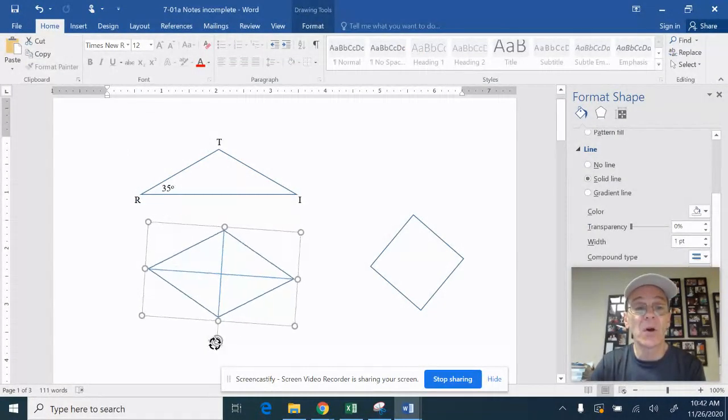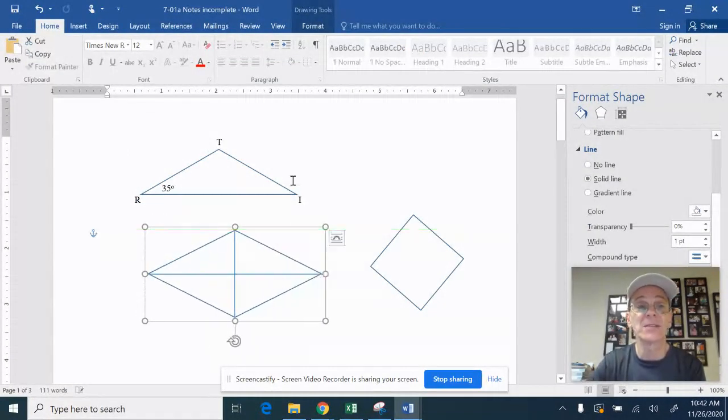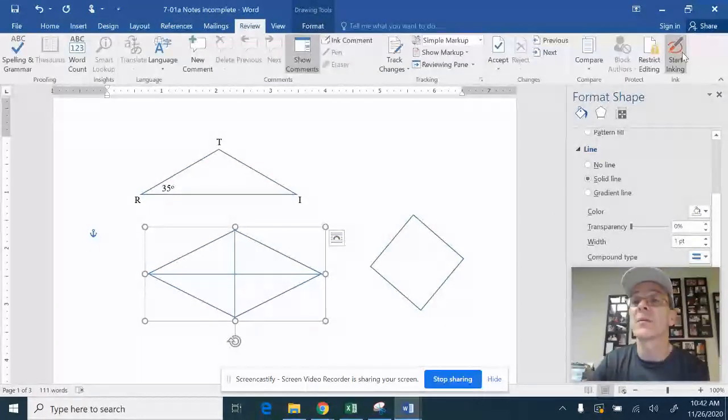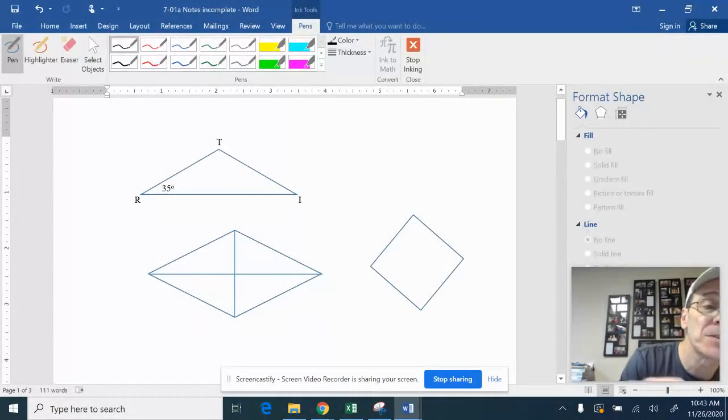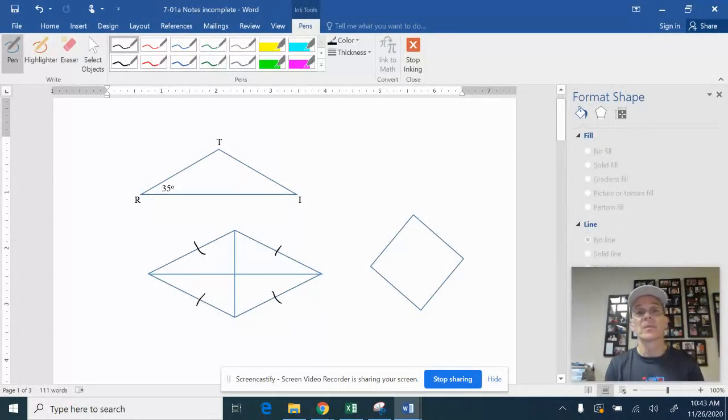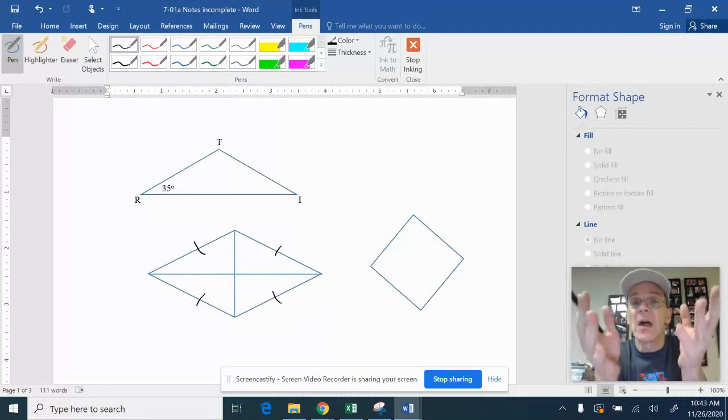This rhombus always has four congruent sides in it. So here's what's true about the rhombus. I'm going to make some marks in it. Okay. It's got four congruent sides. Technically, that is the definition of a rhombus. As long as we know a quadrilateral has four congruent sides, we can call it a rhombus. It meets the definition of rhombus.